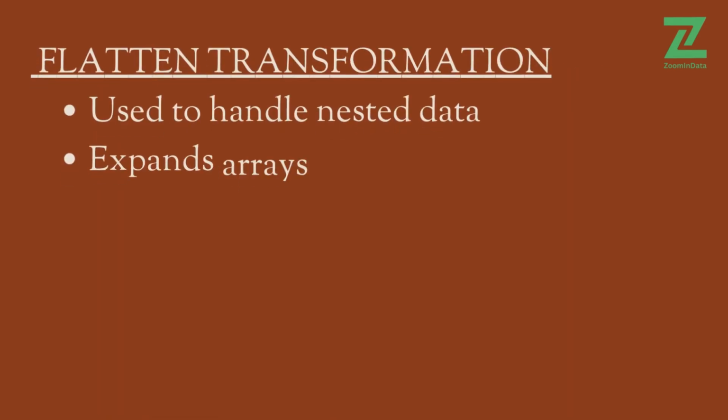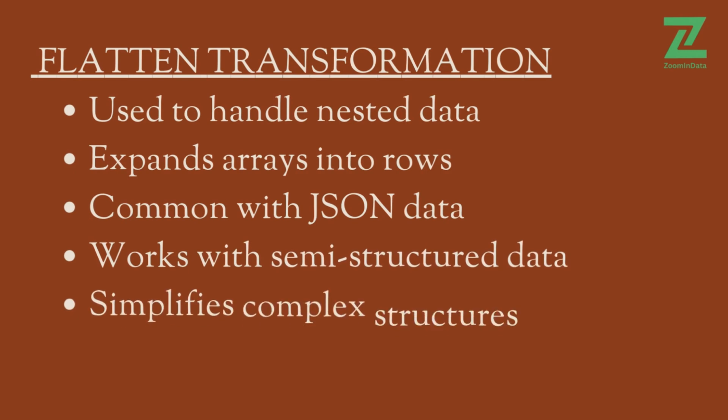Flatten transformation is used to handle nested data. It expands arrays into individual rows. This is very common when working with JSON data. It works with semi-structured data. Flatten helps simplify complex data structures.